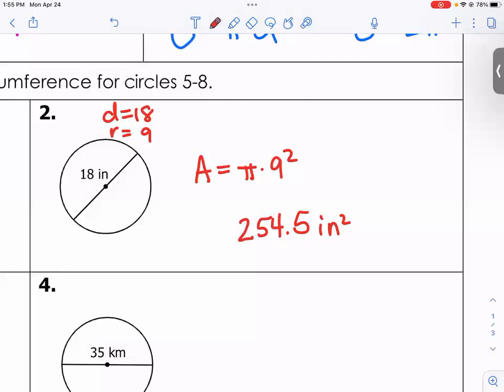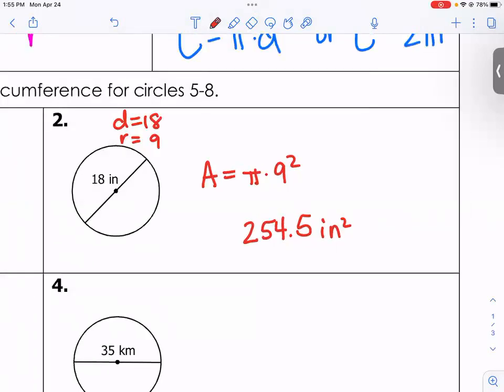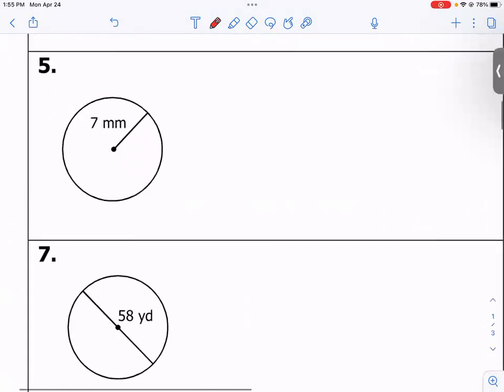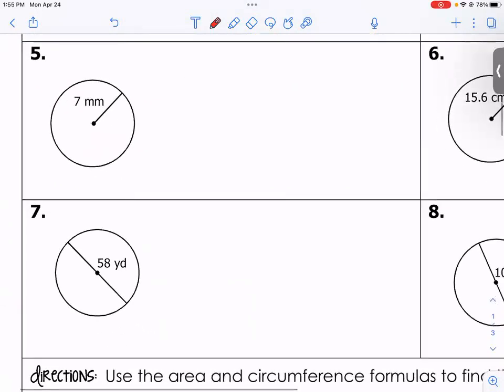Okay, so now look at number 5. I want to find the circumference. Can you find the circumference for 5 and 7? I'll give you 1 minute. We're skipping 3, 4, and 6. For 5 and 7, find me the circumference.